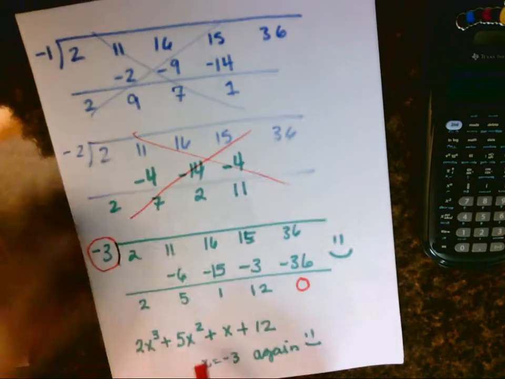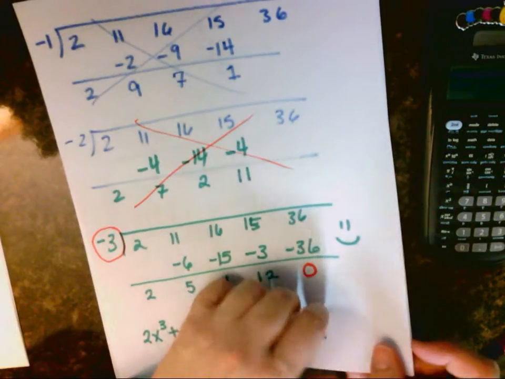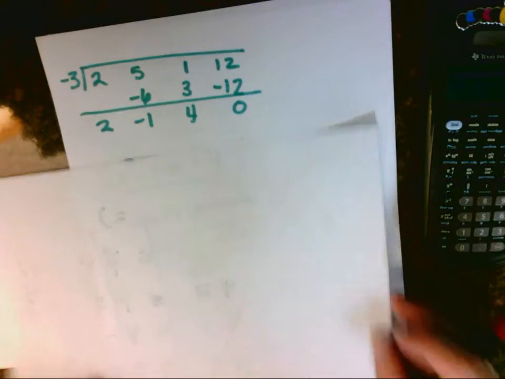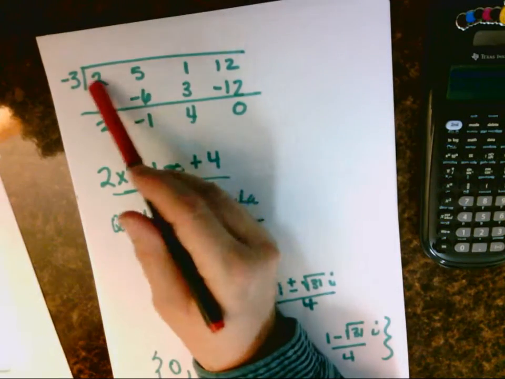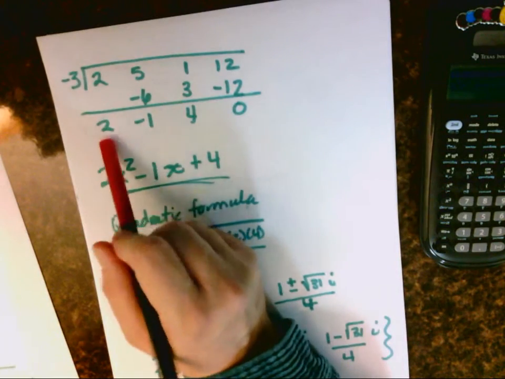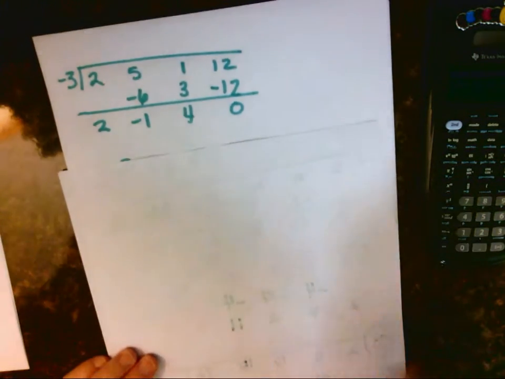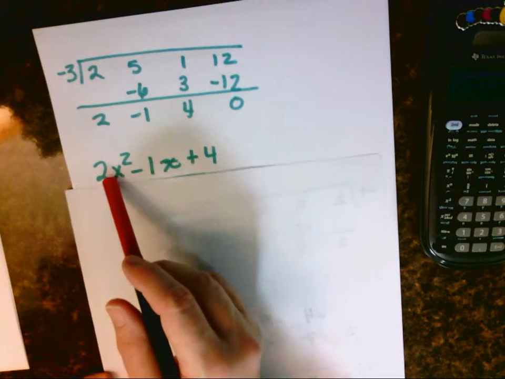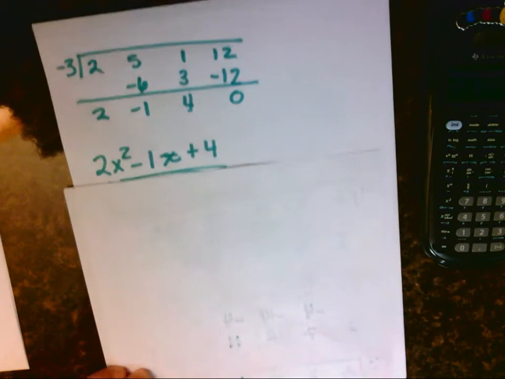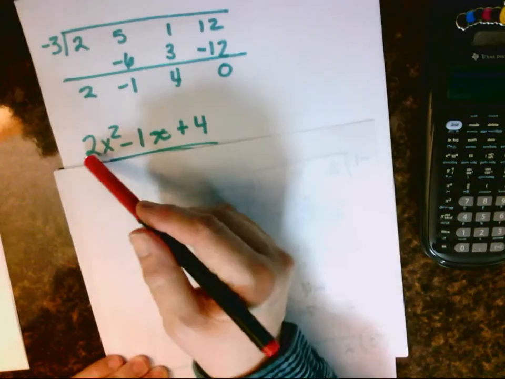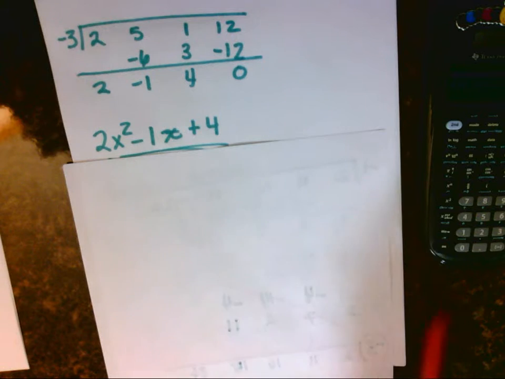Now this being a zero, I can divide it again with synthetic division, so that's what I'm going to do. Take the polynomial that we had here, 2, 5, 1, 12, and take the -3 out of it, and that brings us to a second degree equation. We have a 2x squared minus 1x plus 4.